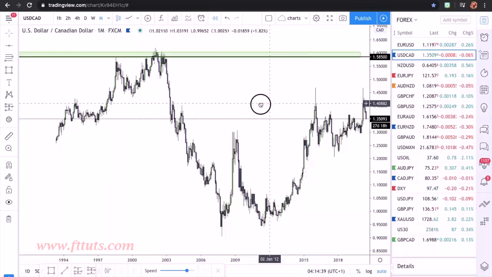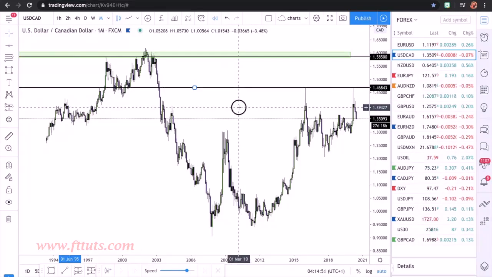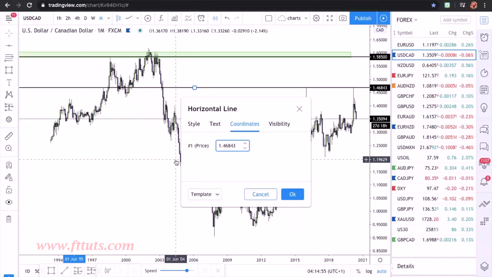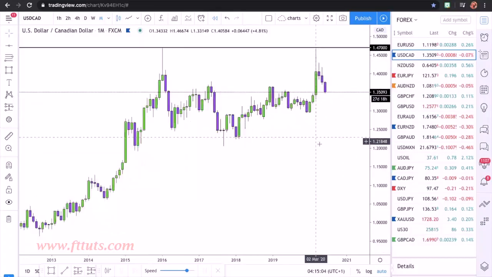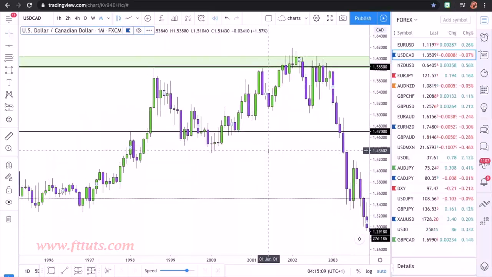Okay, so next one we can see we have 2 wicks at the same kind of point. So what we can do is just go like this, and we can edit it. So 46,843, we can just go to 47. Okay, so as you can see, it hit 47 right there, but it's cutting too many of the candlestick's bodies.